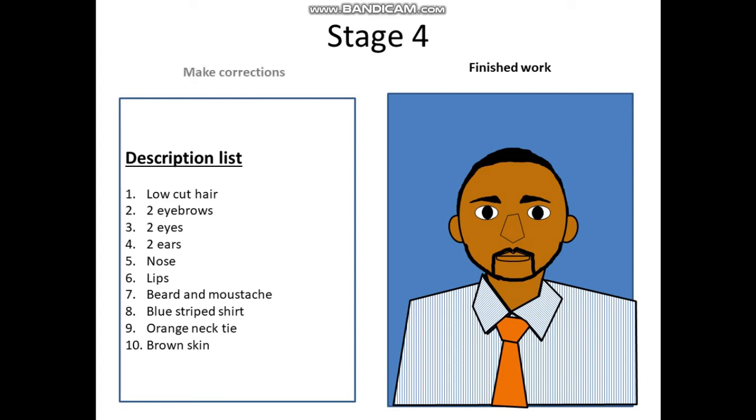I have everything. So I have the low cut hair, I have the two eyebrows, I have the two eyes, I have the two ears, I have the nose, I have the lips, I now have the beard and moustache, I have the blue striped shirt, I have the orange necktie, and I have the brown skin. So all the items I described are seen in my finished work.